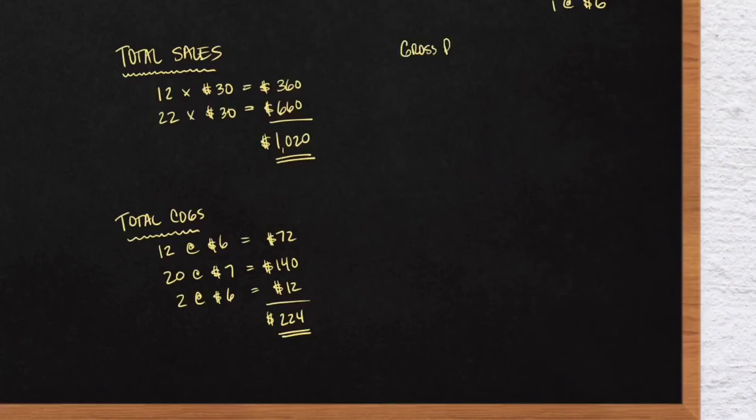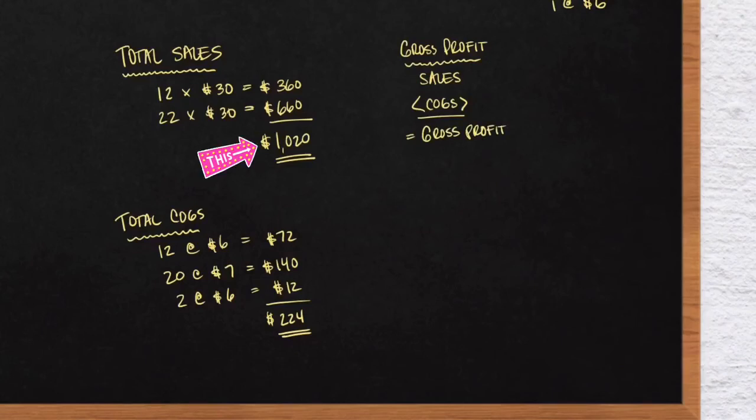Next, the problem asks for gross profit. If you remember, gross profit is found on the multiple step income statement for a merchandiser. First, you start off with sales, then you'll subtract the cost of goods sold, then you will get your gross profit. Since we calculated our values already, we do have our sales number, which is $1,020.